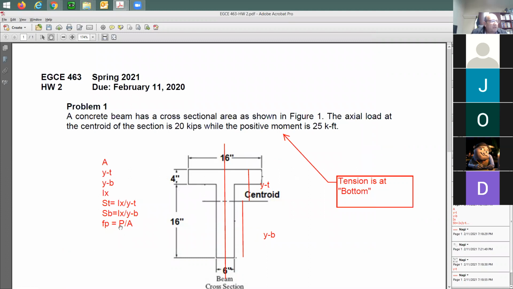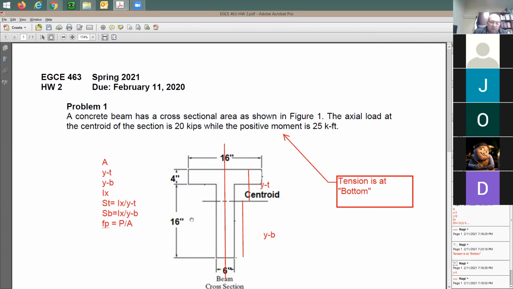Now I have all the information I need. I need to find out also the stress due to moment. So I'm going to say stress due to moment on the top. You can do it this way if you want to. Stress due to moment on the top is going to be equal to the moment M divided by S top. How about stress due to moment at the bottom? F at the moment at the bottom is going to be equal to M divided by S bottom.